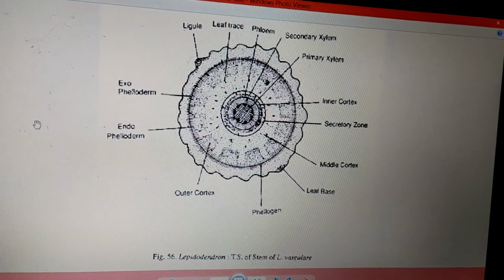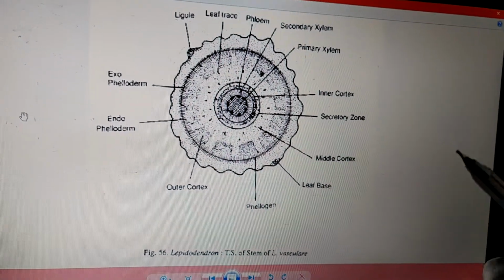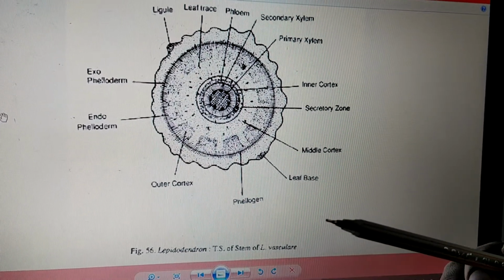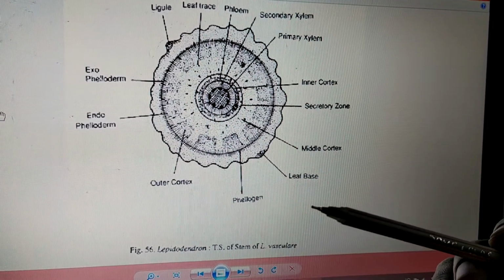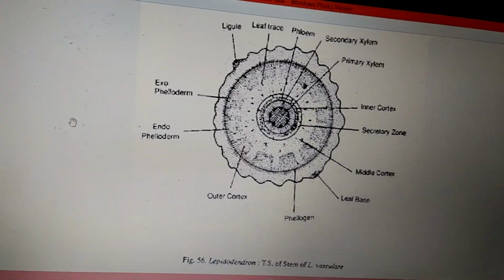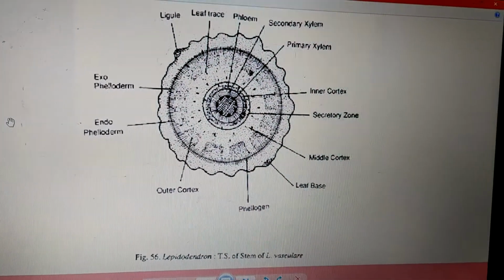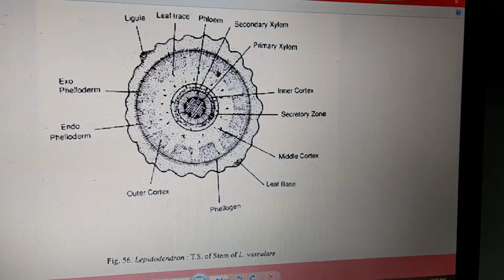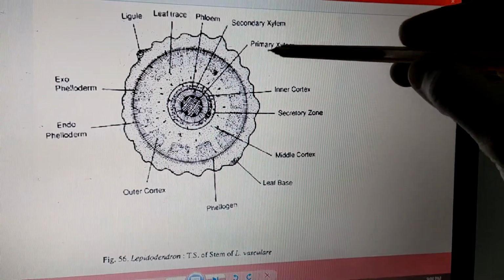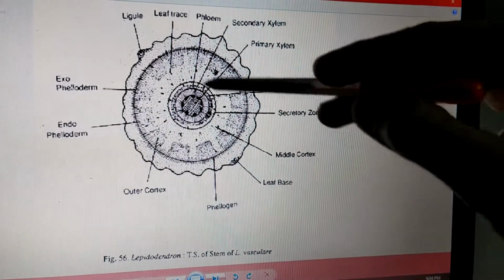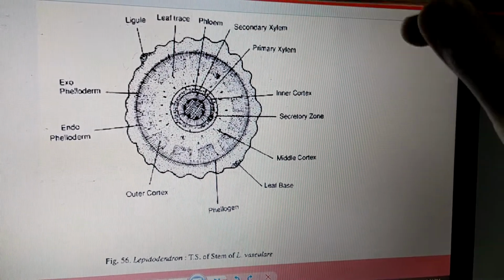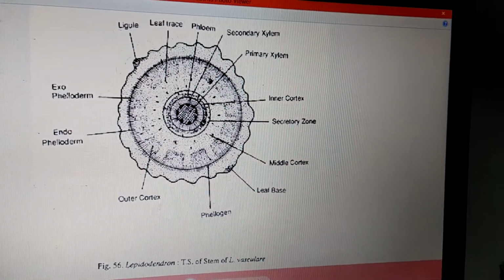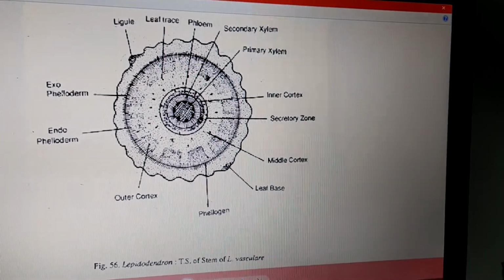The protoxylem was exarch type. Exarch in the sense that the protoxylem will be towards the periphery, whereas the metaxylem will be at the center. There was secondary growth initiated by the cambium. This produced the secondary xylem to the interior and secondary phloem to the exterior. So we can see the secondary xylem and the secondary phloem. Secondary xylem is towards the interior and secondary phloem towards the exterior.